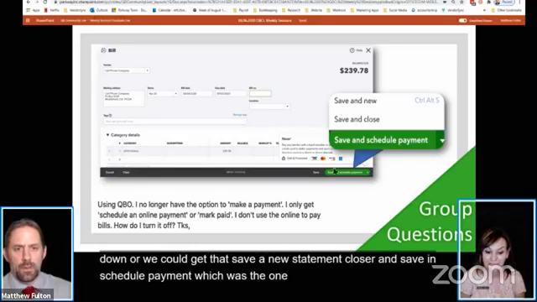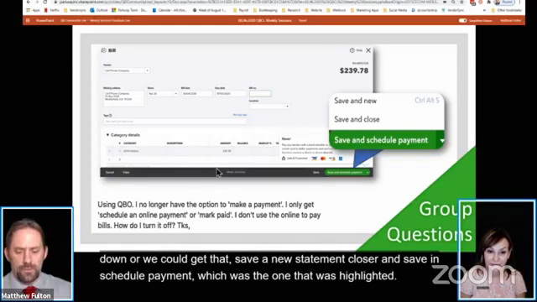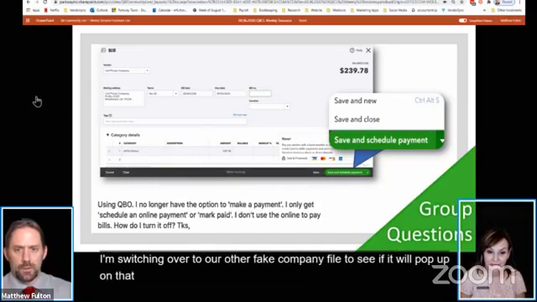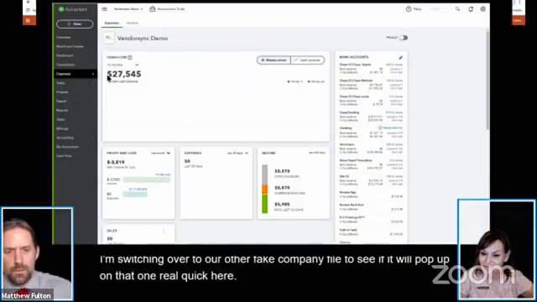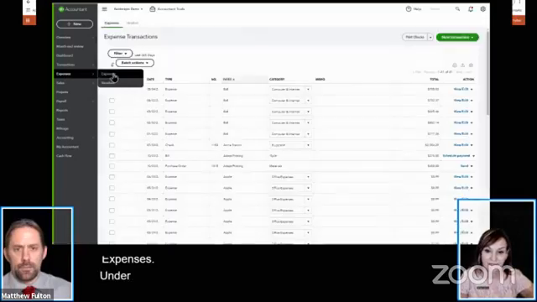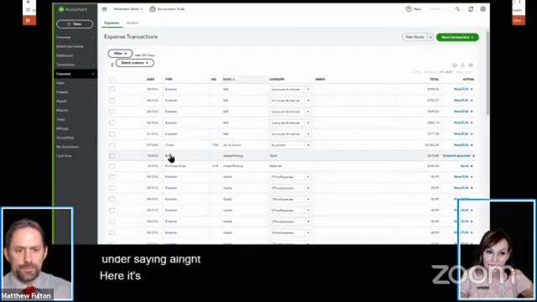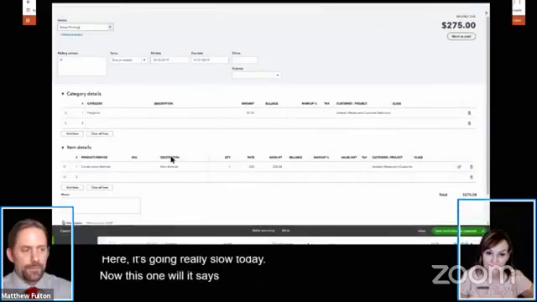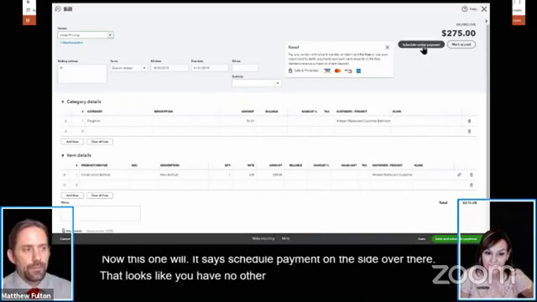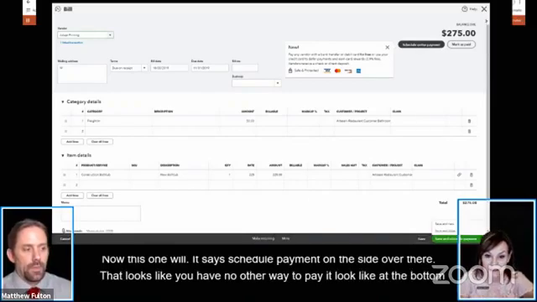I'm switching over to our other fake company file to see if it will pop up on that one real quick here. Expenses. Vendor sync. All right. Internet's going really slow today. Now this one will, it says schedule payment on the side over there. Yeah. And then see how it says that? It looks like you'd have no other way to pay it. Like at the bottom, if you're going to pay, how do I not pay?